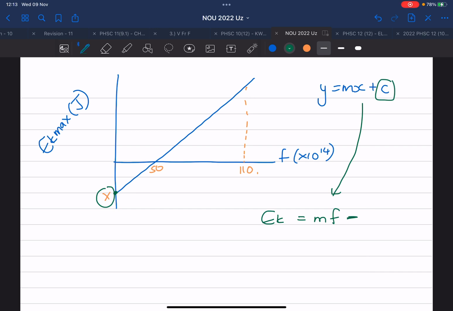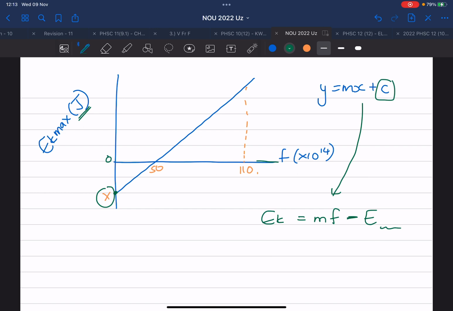X is a type of energy that I have when the frequency is 0. Wait a moment. So it's a type of energy when my frequency is 0. So I know it's a type of energy. You must see it's an E for energy, right? Good, so I have this here.